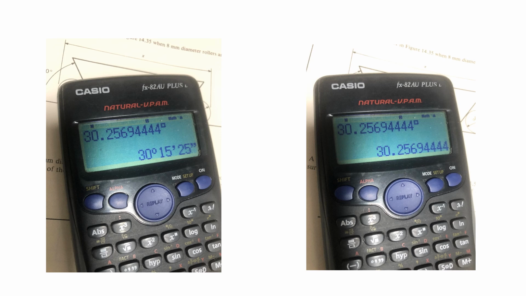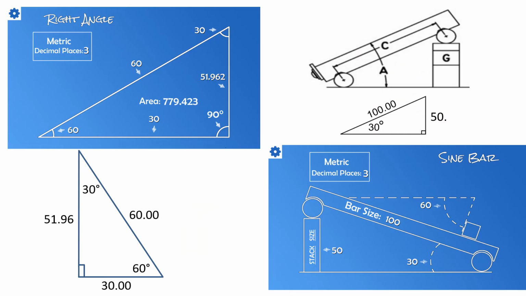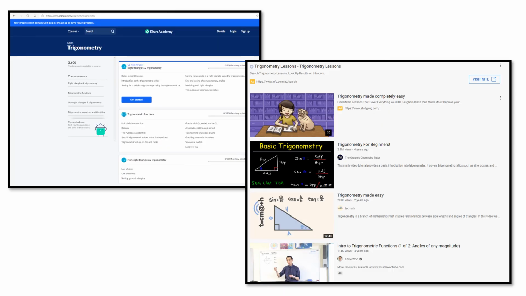My calculator converts them over quite easily. There's plenty of apps and websites you can visit that will also convert back and forth from the two systems. Here are a couple of examples that we did during the lecture using some free apps that I found on the internet. Don't be afraid to use all the tools and apps available to you to make your job easy and to get things right the first time. There are also great resources online like the Khan Academy, Trigonometry, and of course thousands and thousands of videos on YouTube.